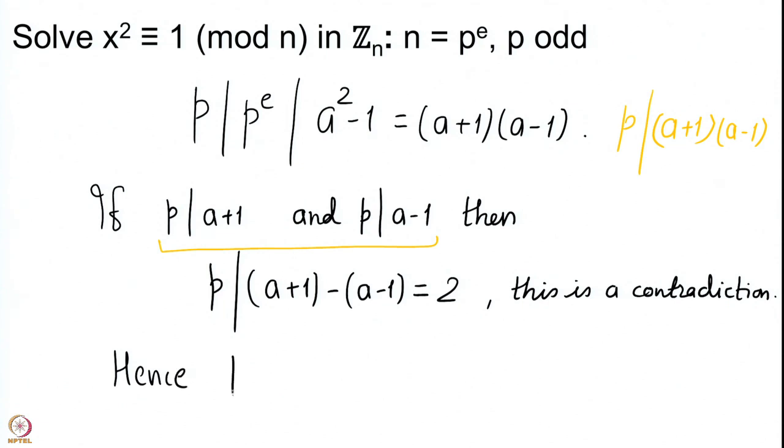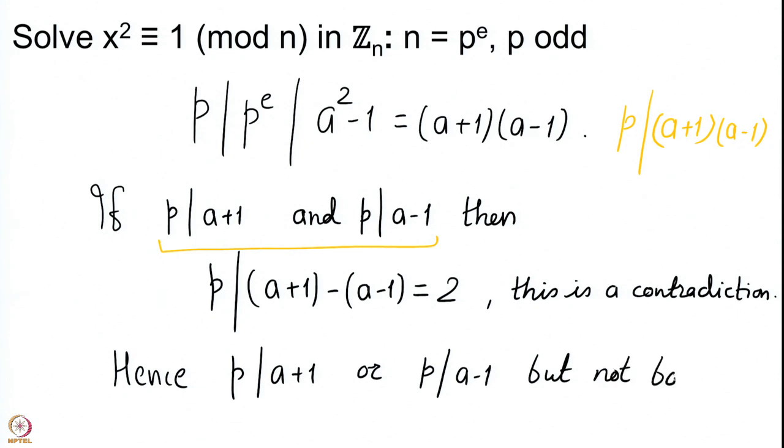Hence p divides a plus 1 or p divides a minus 1, but not both. And this already tells us that the first case is that a is congruent to minus 1 modulo p, and the second case says that a is congruent to 1 modulo p. So there are precisely two cases, in the case of p being an odd prime, that the solutions to x square congruent to 1 will have to be just 1 or minus 1.